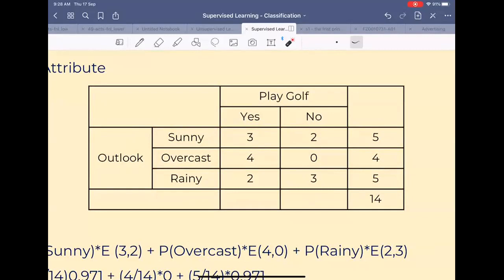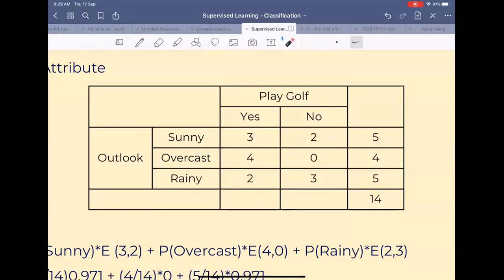One person is saying sunny. My question is, which of these three, sunny, overcast, and rainy, will have the minimum entropy? So I've got mixed answers. That tells me that you have not understood well. Many of you are writing it rightly.